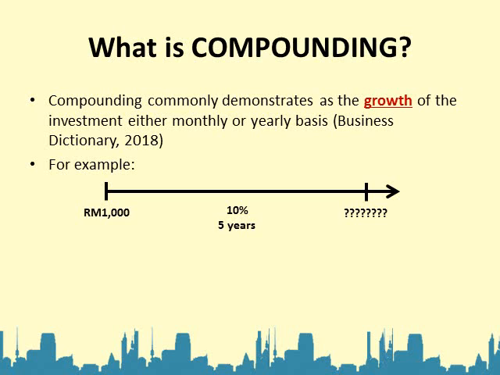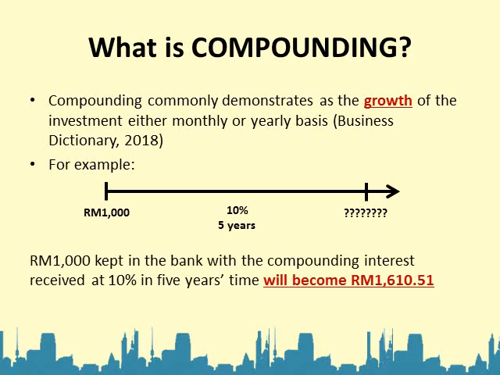For this situation, the investor keeps 1,000 in the bank with compounding interest received at 10%. In 5 years' time, the money will be compounded to RM 1,610 and 51 cents. So here you can see that 1,000 now becomes 1,600. So it's compounding. That's the situation of the compounding factor.